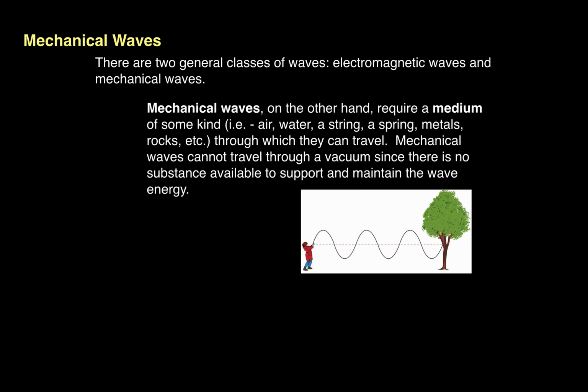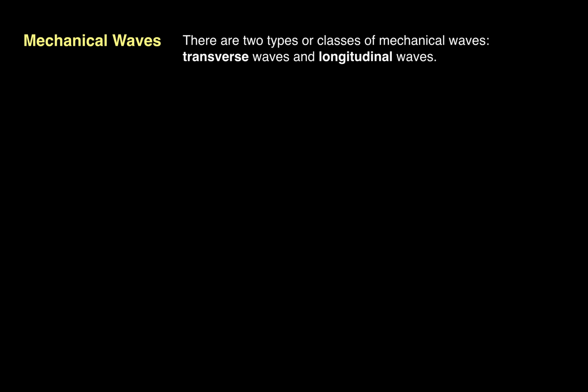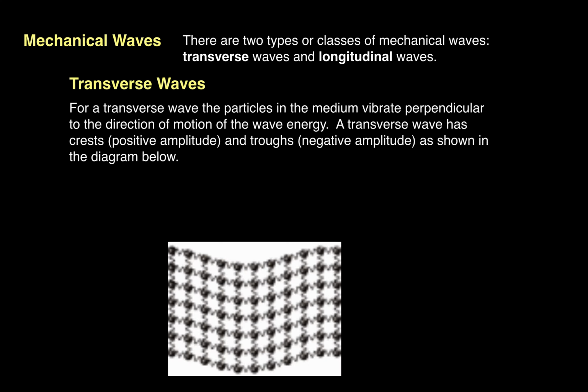Mechanical waves require particles to actually be transmitted. They cause the particles to vibrate. There are no particles in space. That's the definition of a vacuum. Therefore, there can't be any mechanical waves in space. There are two types or classes of mechanical waves: transverse waves and longitudinal waves.